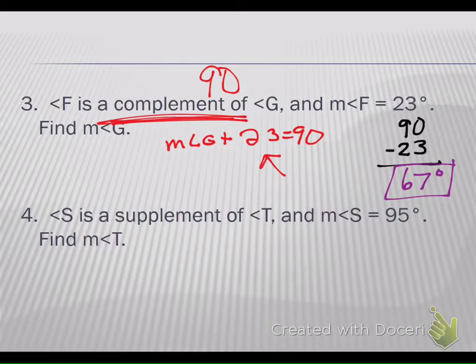All right. The next example, example 4, they are supplements. So these are going to add to what? 180. Same idea. You can write an equation if you want and solve for the missing angle, or you can just say, hey, they add to 180. I know one of them is 95. What's the other one? 85 degrees. Good.